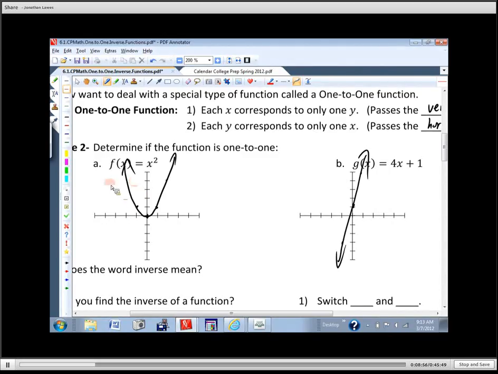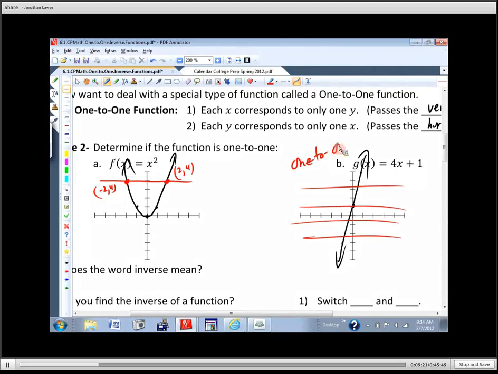Okay, the x squared is not. Okay, and let's look at 2 specific points right here. This point is (2, 4), and this point is (-2, 4). They are on the same horizontal line. So if I take horizontal lines, no matter what horizontal line I do here, it only intersects 4x plus 1 in one place. So this one is 1 to 1. This one is not 1 to 1.